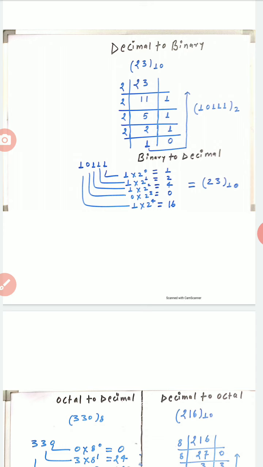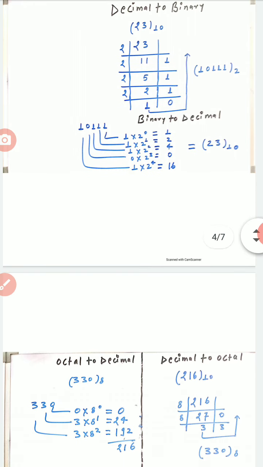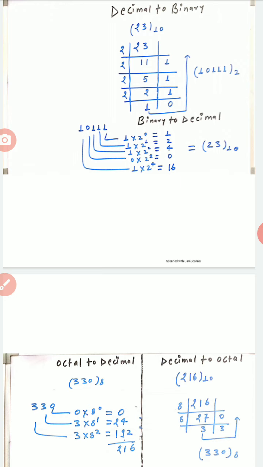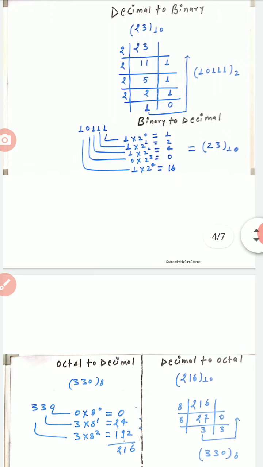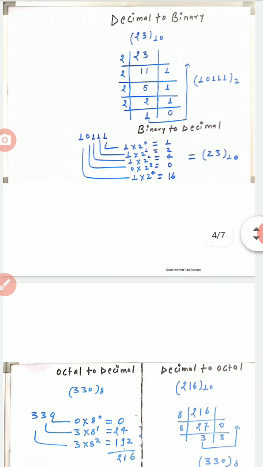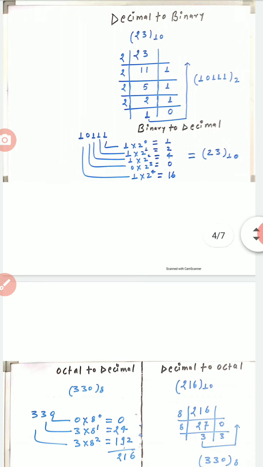If you are writing the binary, then please write the base also, that is 10111 base 2. So this is the binary number of 23. Now, if I need to recheck whether I did it correctly or not, or you need to convert binary to decimal, that is why I have taken the same number, so that you get more clarity on it. So the binary number I have is 10111. Now I need to convert it into decimal.